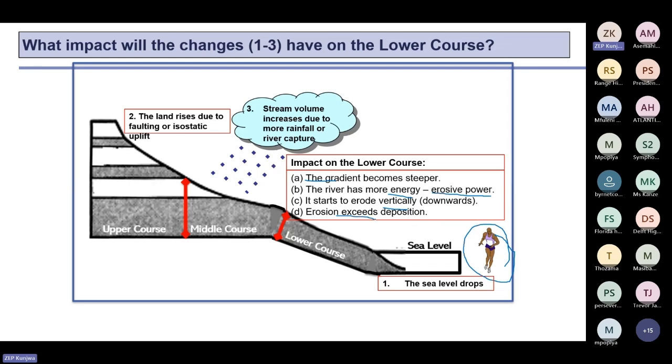Remember, we said when we have a concave or a smooth profile, there must be a balance between erosion and deposition. Now, when the river erodes again, the erosion is going to exceed, which means it's going to be more than deposition. That is what the word exceed means. It means more than deposition. All right.